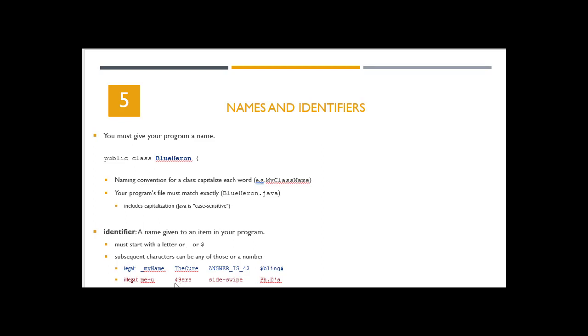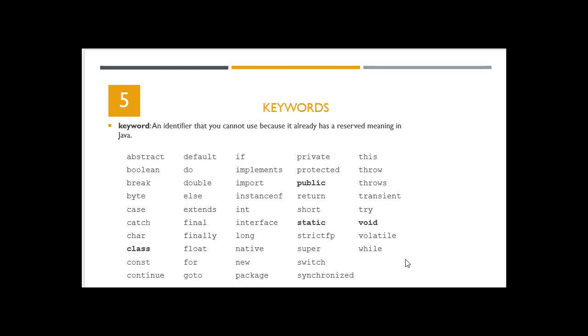Illegal: this one has a plus sign in it. You've got to start with a letter or an underscore or a dollar sign, but that one starts with a digit. This has a dash. You can't have a dash in the middle of it. This has periods and a single quote. You can't have that in the middle of it. So just simple rules. Make sure that you follow those when you create your identifiers.